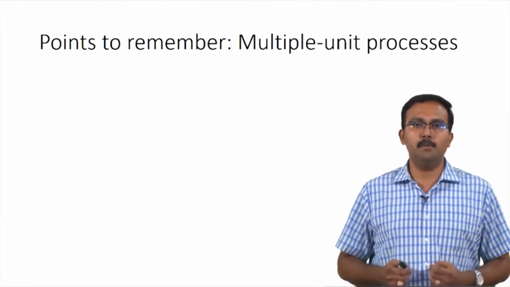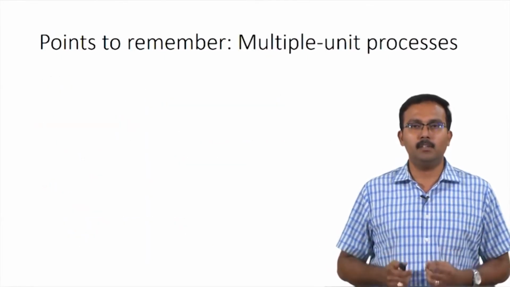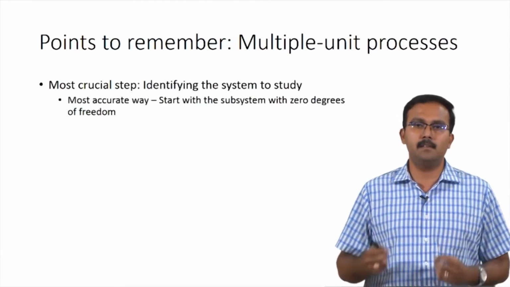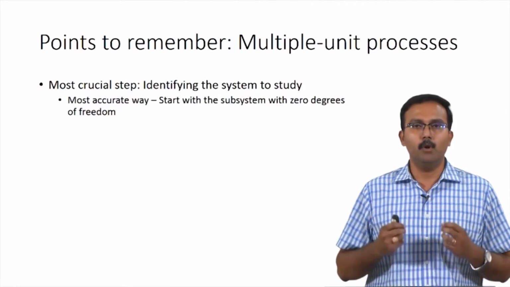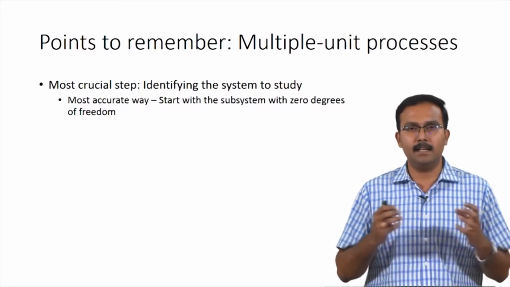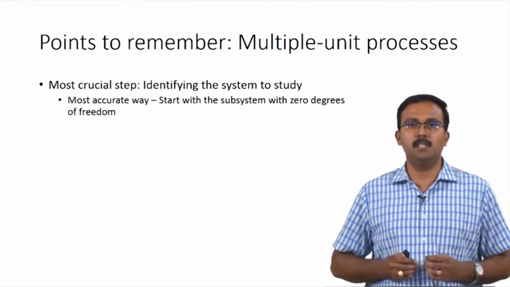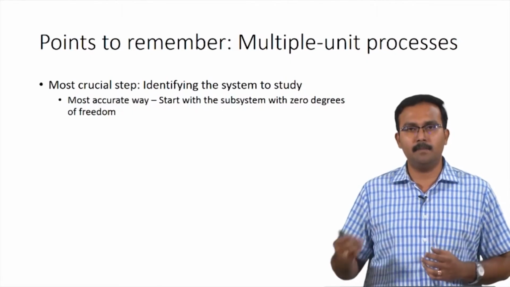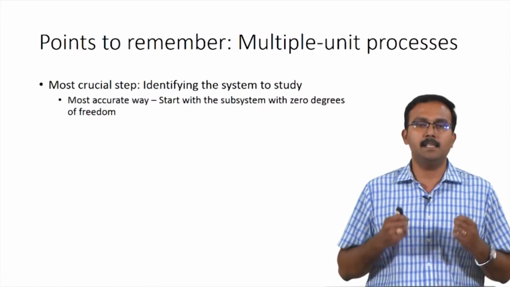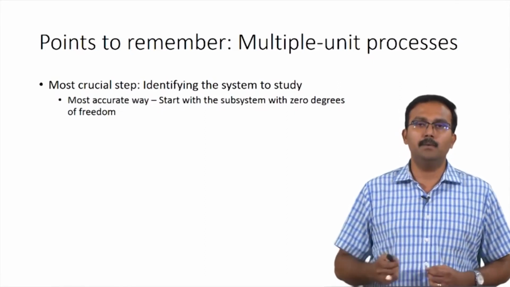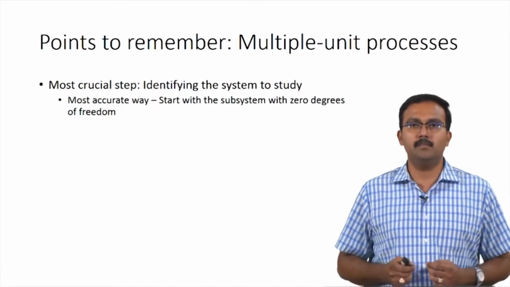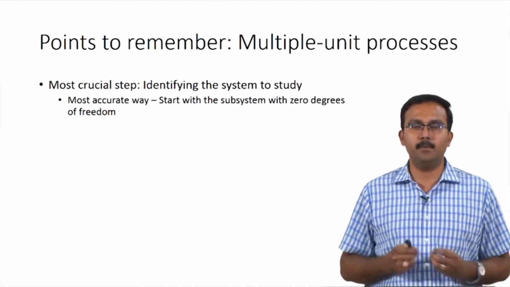When we talk about multiple unit processes, the important concept which we need to learn and master is to identify which system to start with. The most accurate way of choosing a system would be to divide the entire process into different subunits and perform the degree of freedom analysis to identify which system has 0 degrees of freedom and start calculations from there. However, this technique is extremely tedious and time consuming. Because of this, there are more efficient and simpler ways to start.